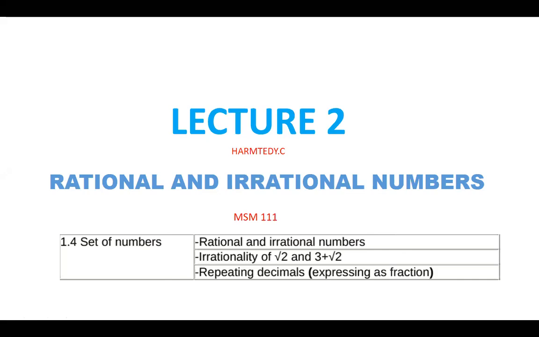All right, let's proceed. If we remember what we learned yesterday, I think we all remember we talked about rational numbers and also irrational numbers. We defined them and we also defined other types of numbers. And now today we're going to look at rational and irrational numbers in detail.